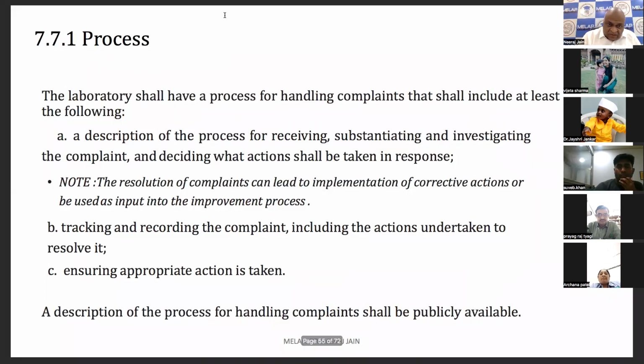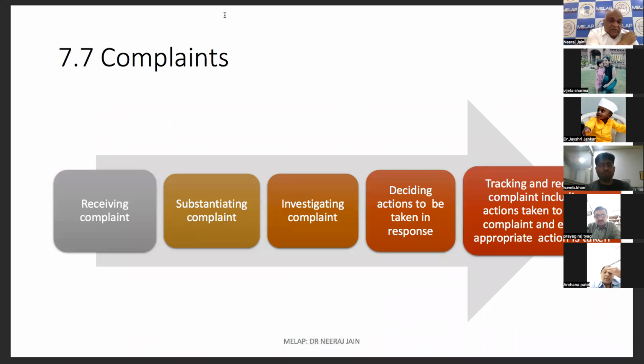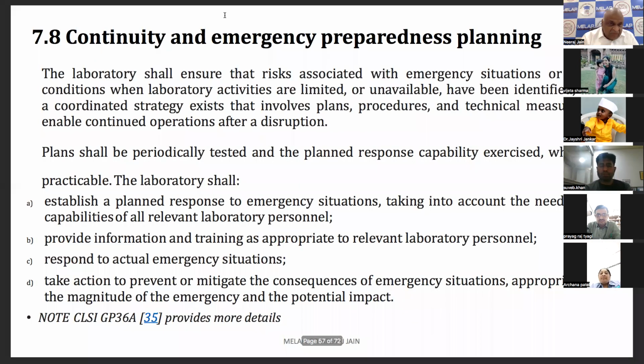See, here the standard is saying the laboratory shall have a process. In risk management also, the standard was saying the laboratory shall have a process. There also, I showed you one process. Here also, it is a process. You are receiving a complaint, you are substantiating the complaint, investigating, deciding action, then you are monitoring your action that way.